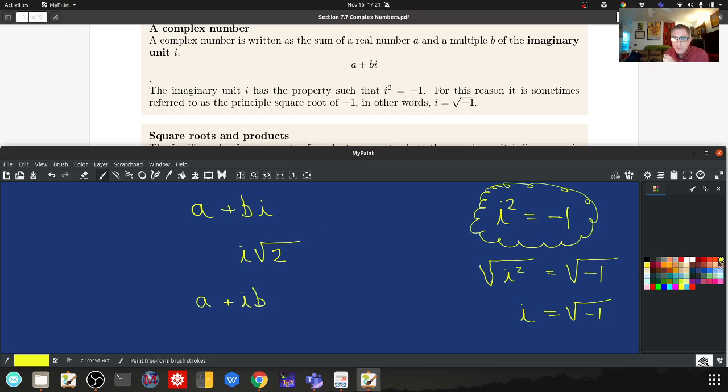But we really shouldn't be too worried about that, because b times i is the same as i times b. It shares all of the properties of the real numbers, and this is the commutative property. Just like 5 times 3 is equal to 3 times 5, 5 times i is equal to i times 5.